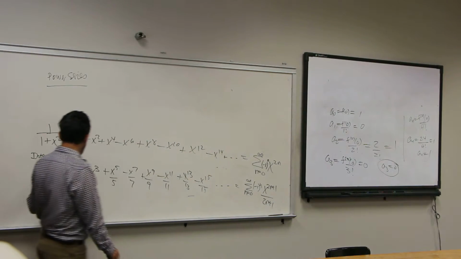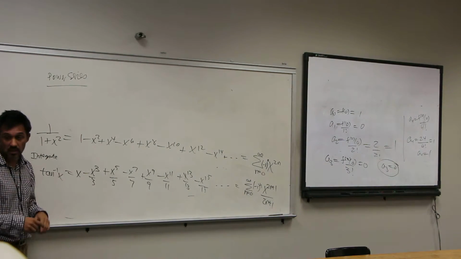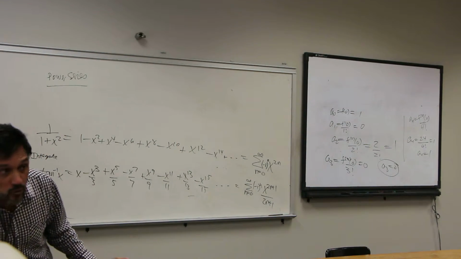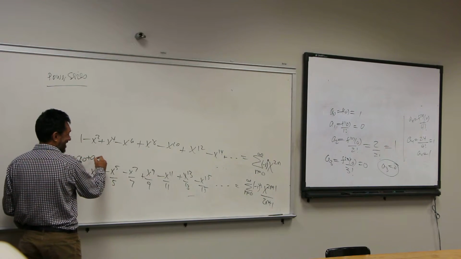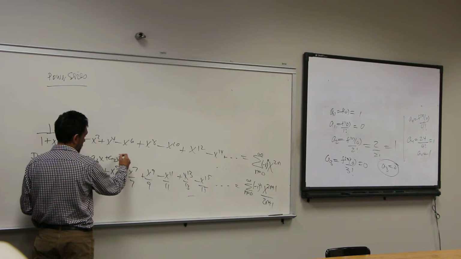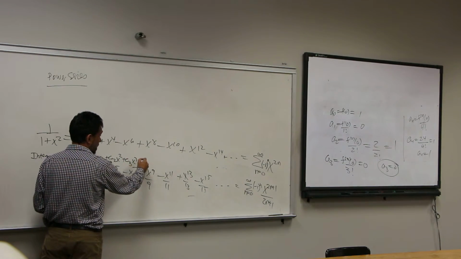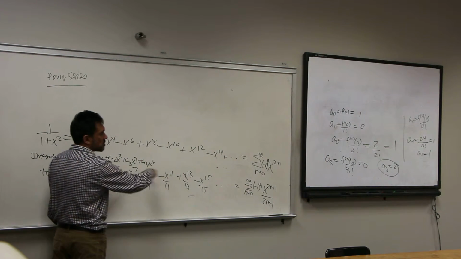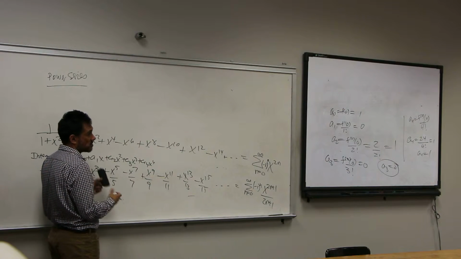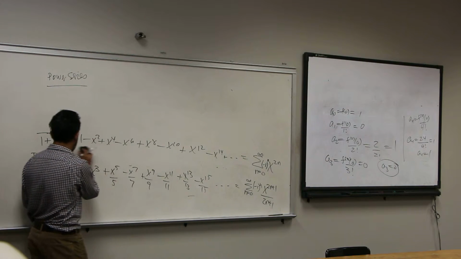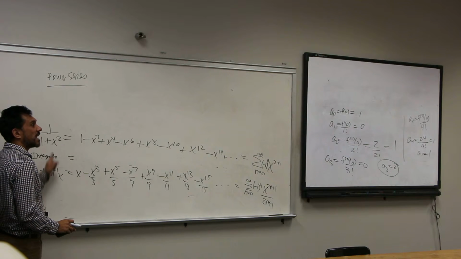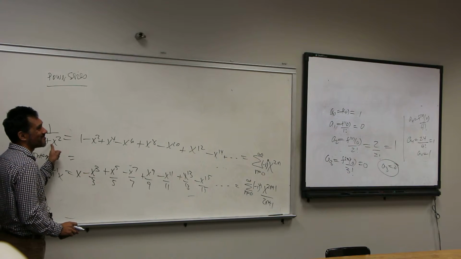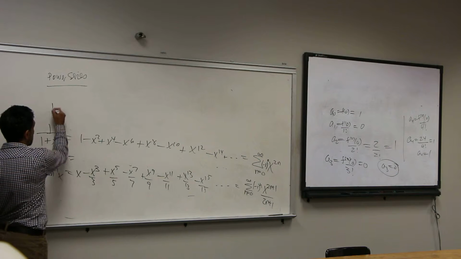Now, if somebody asks you to find the series for this, don't say I'm going to differentiate, because differentiation is the hard way. You just say to yourself, I want the series for the antiderivative of this. And I know the series for this because I can get that from this.